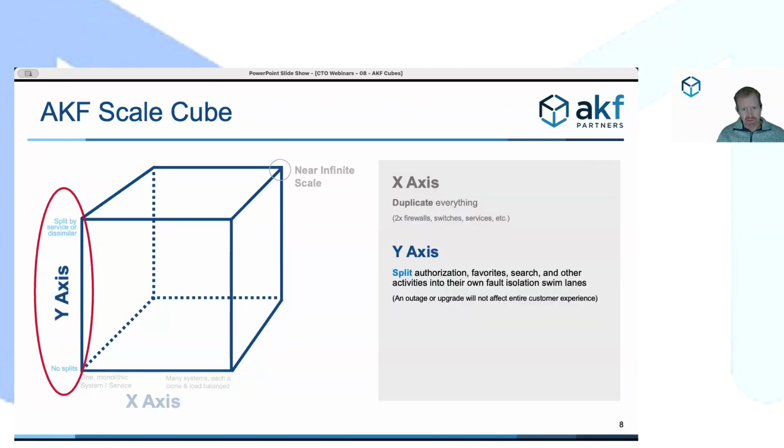So Y is functional splits. The bottom is no splits, and Y is functionally splitting similar ones. So the examples we had on previous ones, we showed an e-commerce example. Authorization is a common one. Search is a common one. Reporting is another one. These are items that are pretty common to split out. The idea here is an outage in one part of your architecture does not impact others.